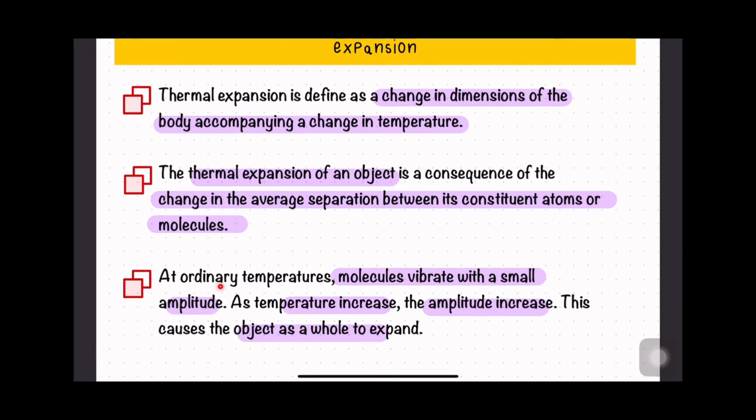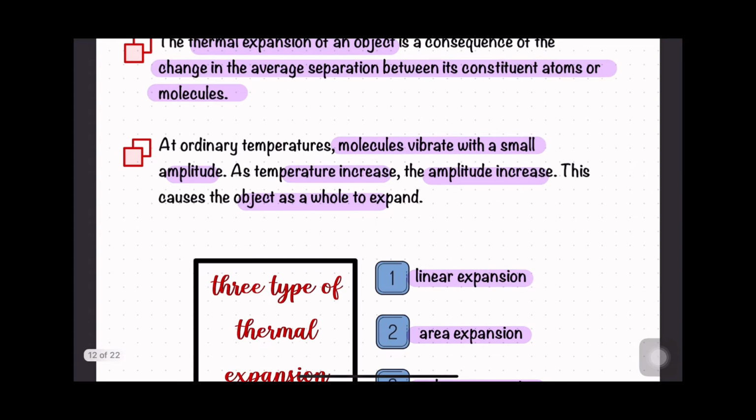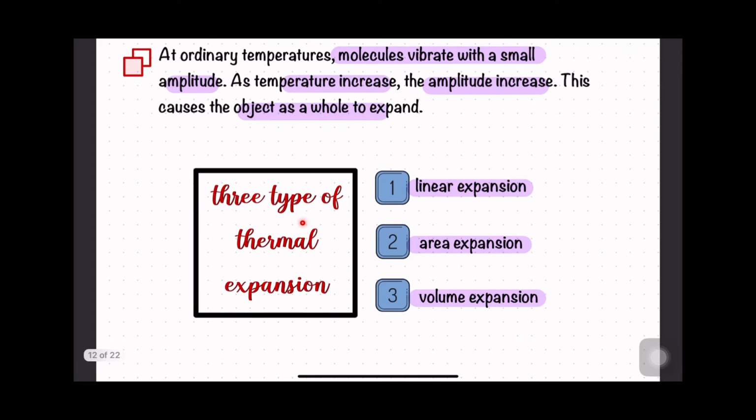At ordinary temperature, molecules vibrate with a small amplitude. As the temperature increases, the amplitude increases. This causes the object as a whole to expand. So actually there are two cases, where it will shrink or it will expand, whether it is exposed to high temperature or cold temperature. Okay, so we have three types of thermal expansion: linear expansion, area expansion, and volume expansion.